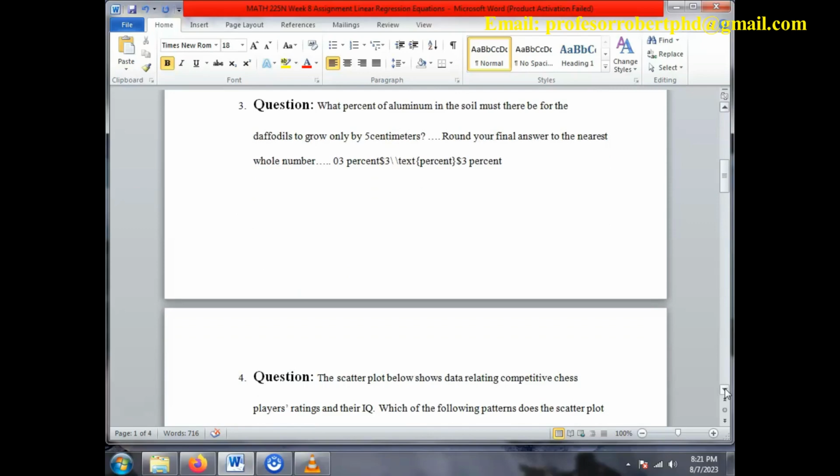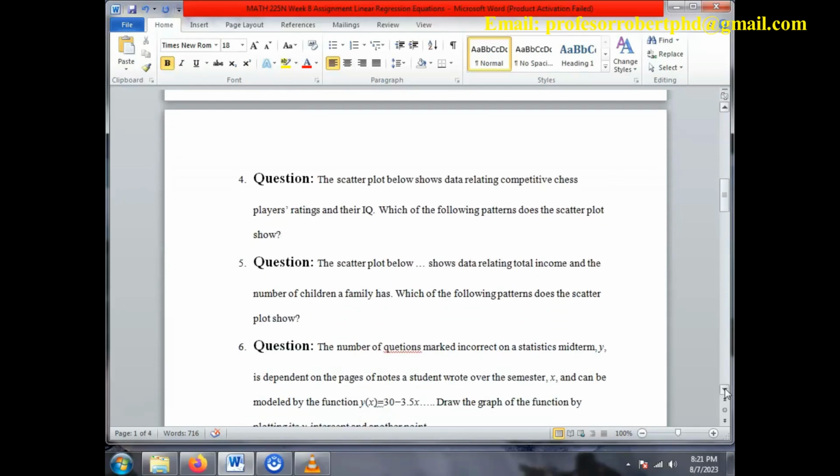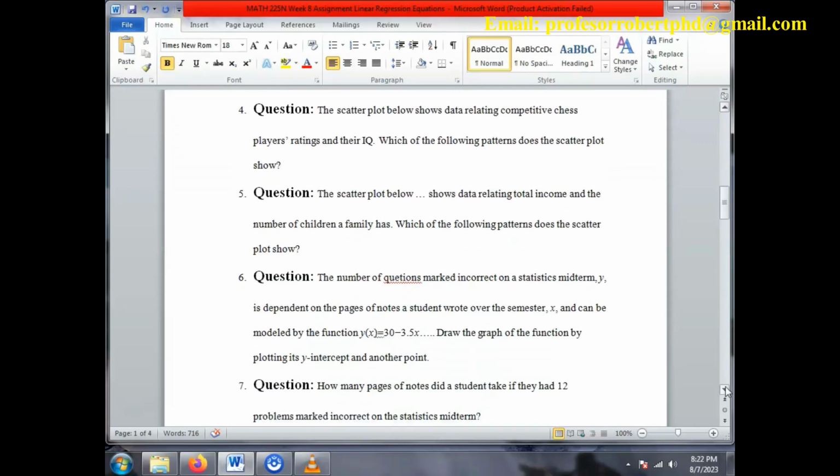Question 4. The scatter plot below shows data relating competitive chess players' ratings and their IQ. Which of the following patterns does the scatter plot show? Question 5. The scatter plot below shows data relating total income and the number of children a family has. Which of the following patterns does the scatter plot show?